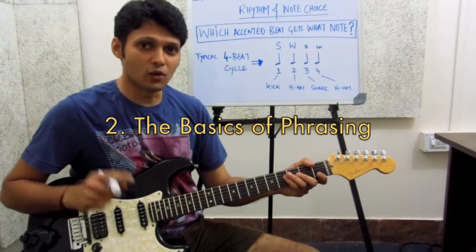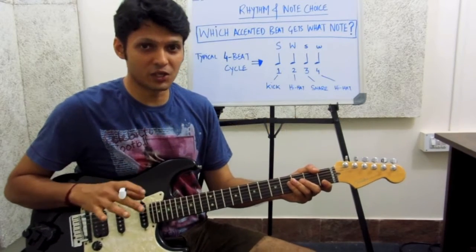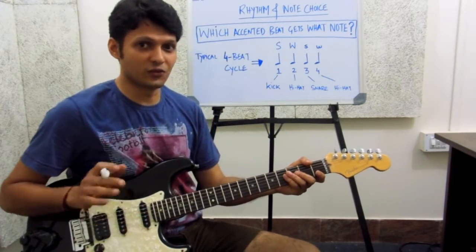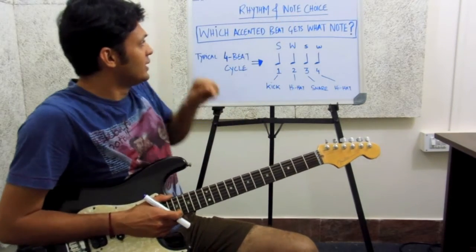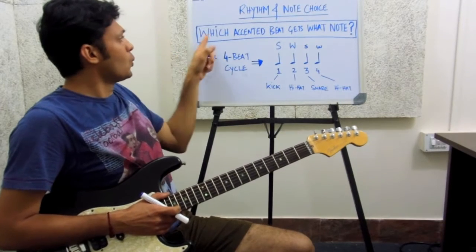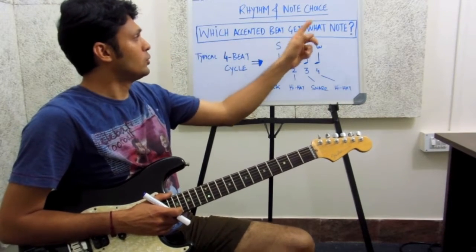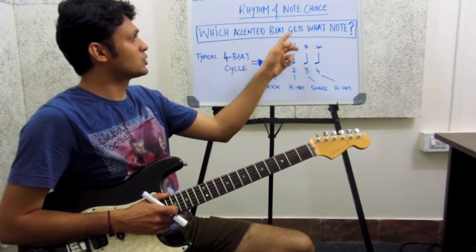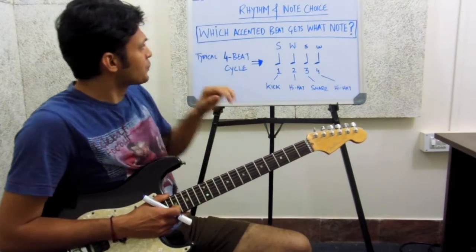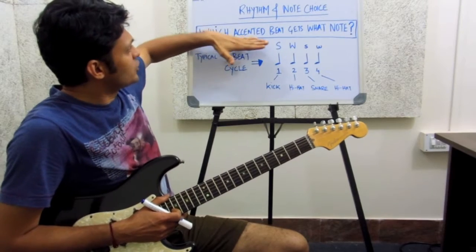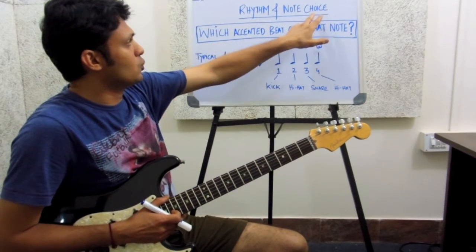One way to incorporate chromaticism in our playing immediately would be to understand the basics of phrasing. Phrasing depends on two things, that's rhythm and note choice. There's a line here and it goes, which accented beat gets what note? Which accented beat gets what note? This line captures the key aspects of phrasing. The first part is actually to do with rhythm and the second part is to do with note choice.